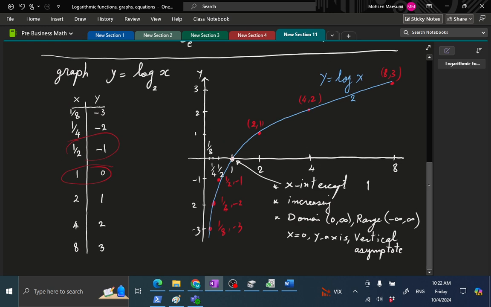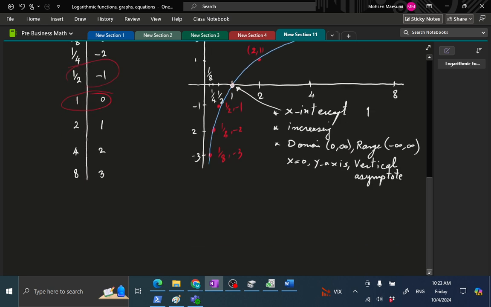And sometimes in your business classes, they are going to emphasize that this looks like a cup that has been turned upside down, and the curvature of it is under it, and so on. So these are some basic properties of logarithm of x in base 2.